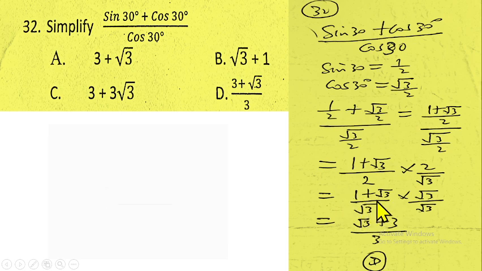We cannot leave an answer like that because the denominator is having a surd. So we need to rationalize by multiplying up and down by √3. So that means √3 times √3 will give us 3 here. Then √3 times 1 will give us √3, plus √3 times √3 will give us 3 here. So we have (3 plus √3) over 3 as a correct answer. So option D is the correct option for question number 32.